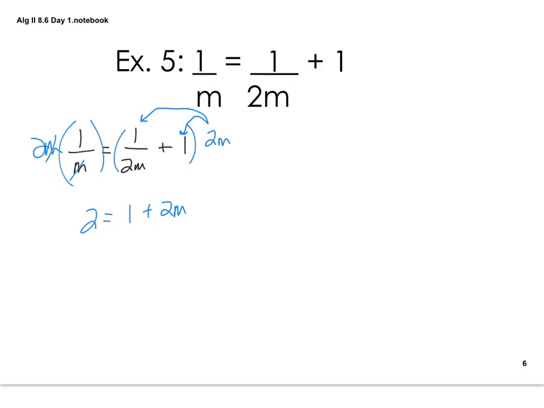Now all I have to do is a little bit of simplification. If I subtract 1 from both sides, I'll have 1 is equal to 2m. Then I can divide both sides by 2, and I get m is equal to 1/2. And there you have it.